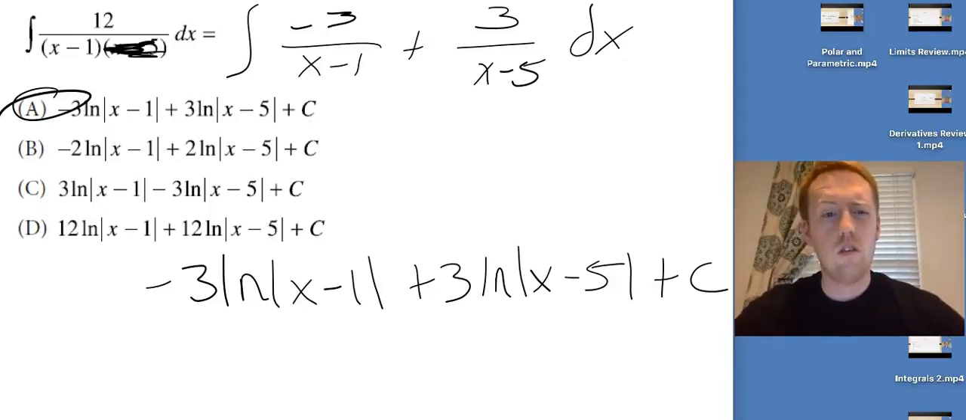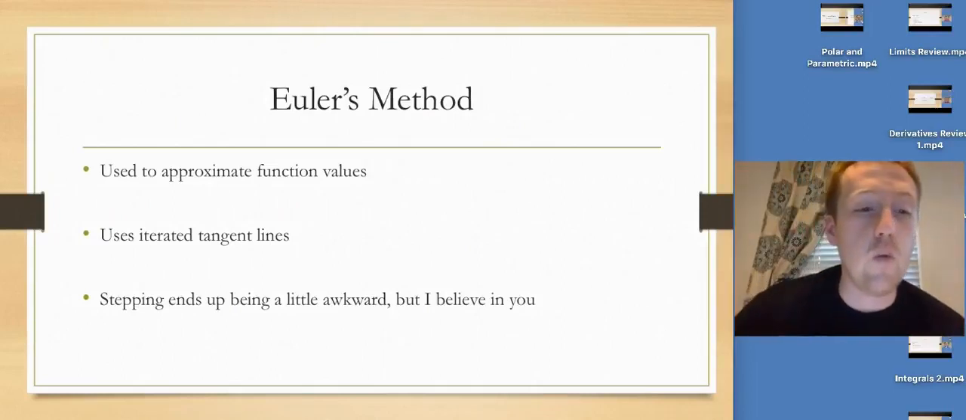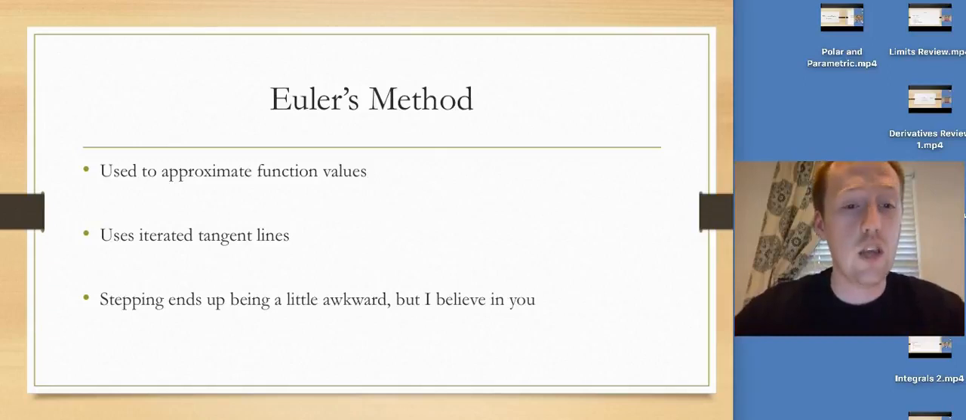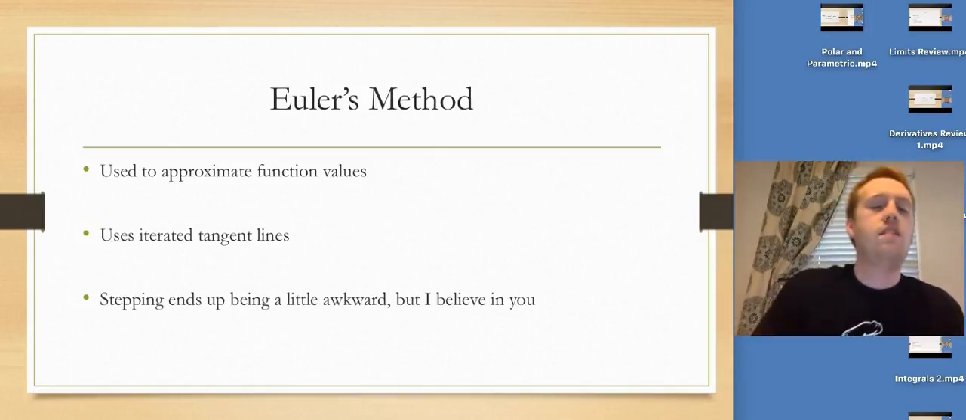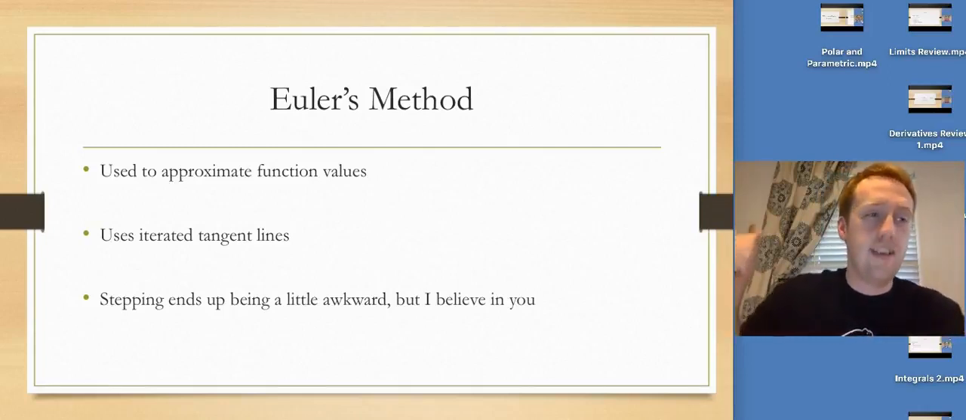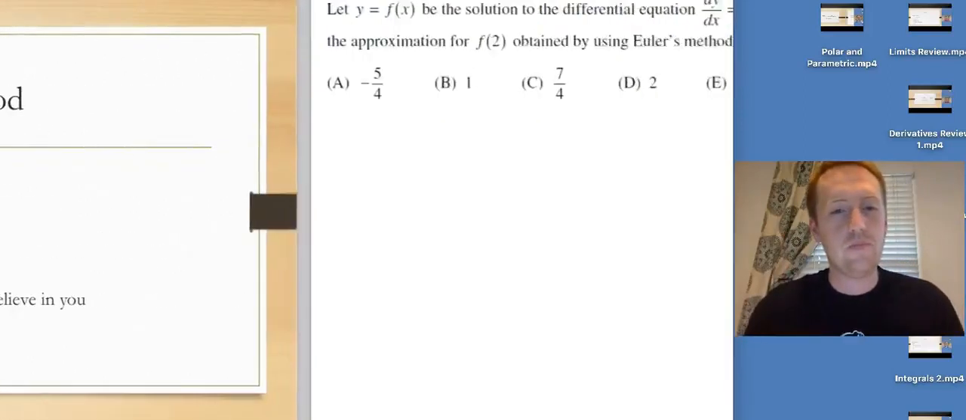Thoughts to ponder. All right, let's look at Euler's method. Euler's method is a way that we approximate function values. Basically, what it's just doing is using iterated tangent lines. The stepping up is a little awkward, a little bit like, well, which x do I plug in? I strongly believe in you.